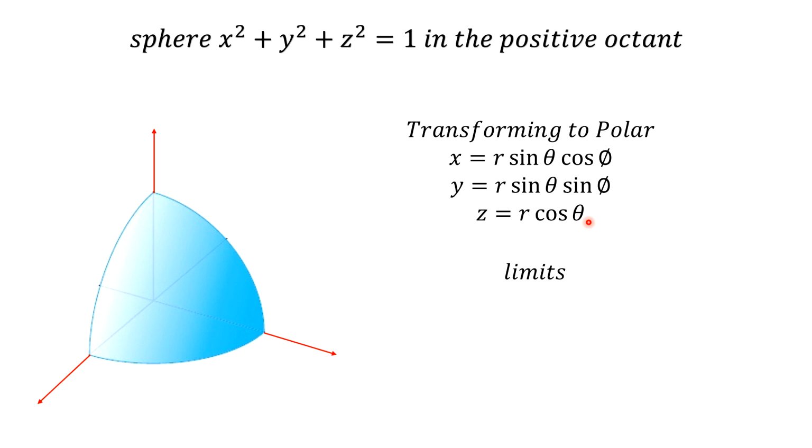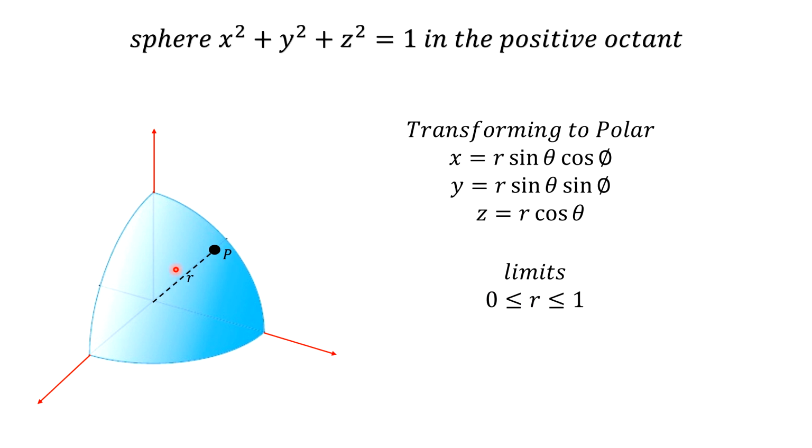Now we will find limits for r, theta and phi. So let us take one point, say P. Not only on the surface, this point can lie anywhere in the positive octant of the sphere. So its distance from the origin, let us call that r. So r will vary from 0 up to the maximum value of 1, when the point lies on the surface of the sphere. So the limits of r are from 0 to 1.